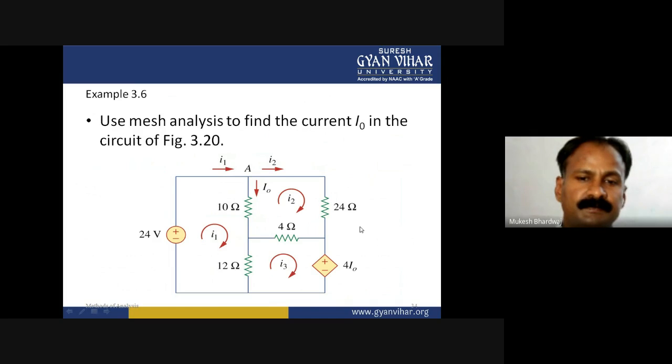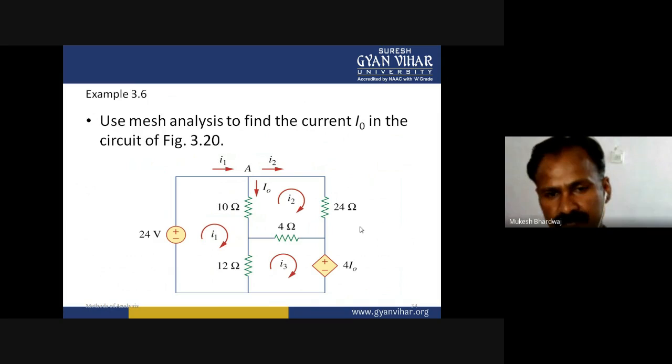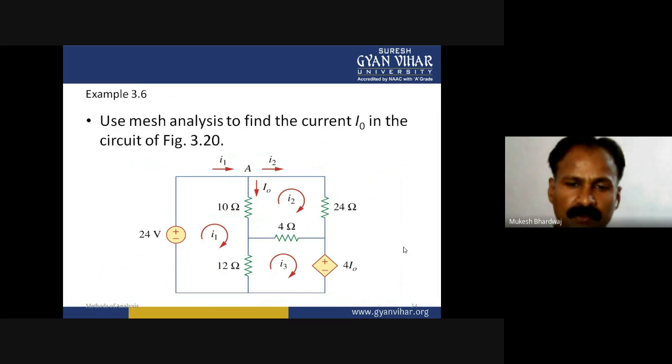Now example, use mesh analysis to find the current I0 in the circuit. In a very similar way, the circuit shown here has a dependent source, depending on I0, and I0 is flowing in the 10 ohm resistance. So it depends on the value of I0 which is flowing in the 10 ohm resistance. So this is the circuit which contains the dependent source.